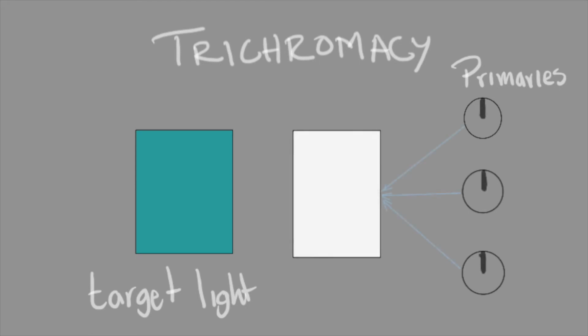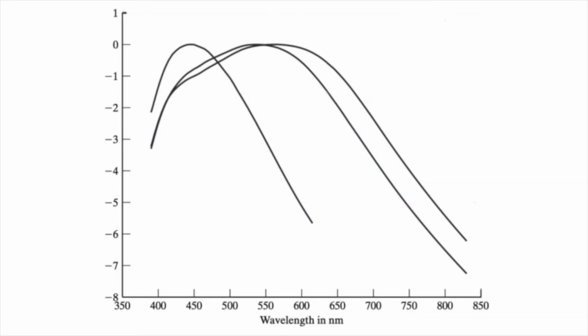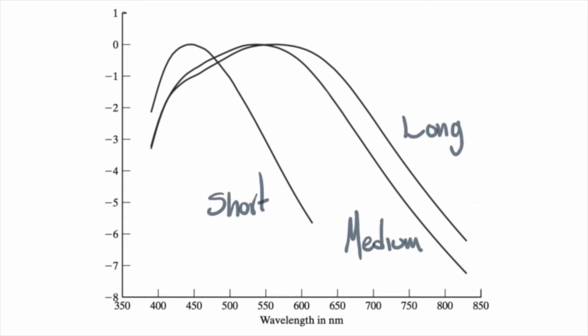In other words, if we provide people with three lights with different wavelengths, and we ask them to modulate the intensity of each one, most people will be able to match the color of the target light. This is because our cones are usually receptive to three different wavelengths. Generally, humans have cones that respond to short, medium, or long wavelengths. Those receptors have been associated with red, green, and blue.